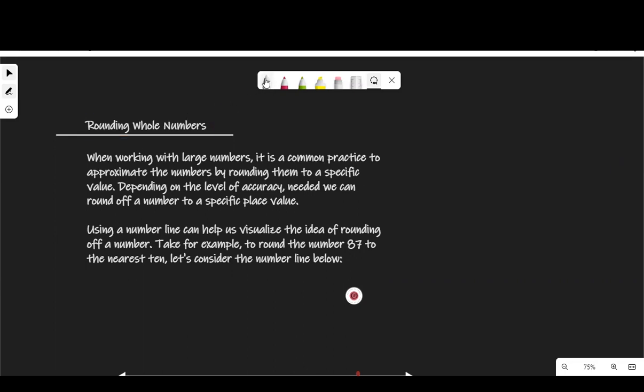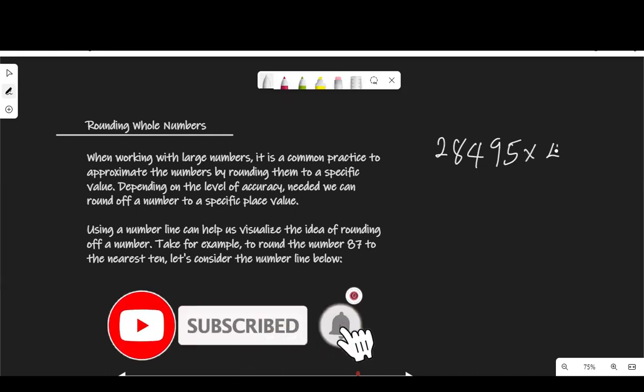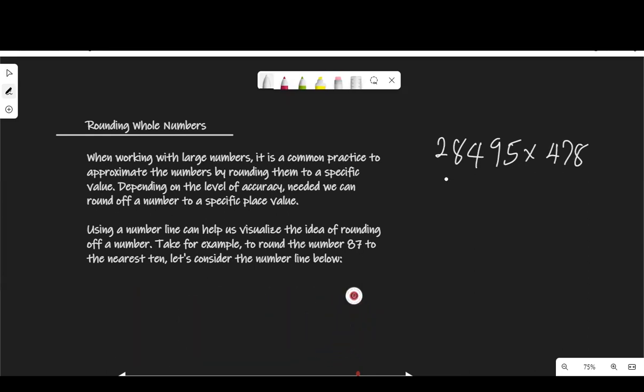For example, if I am to multiply this number, let me just write some random numbers: 28495. Let's assume I want to multiply it by 478. If I don't have a calculator with me, multiplying this will take me a lot of time. So I may decide to round this number to the nearest thousand or to the nearest whatever, depending on the degree of accuracy or the level of accuracy that I want to achieve in my calculation.